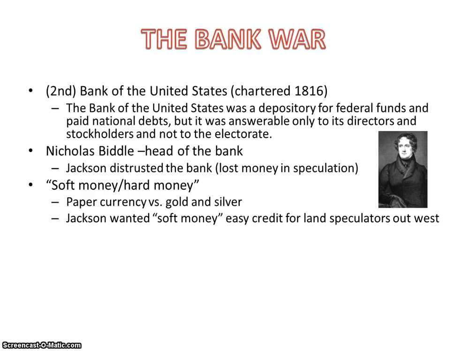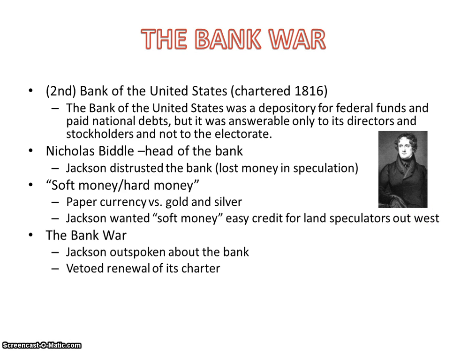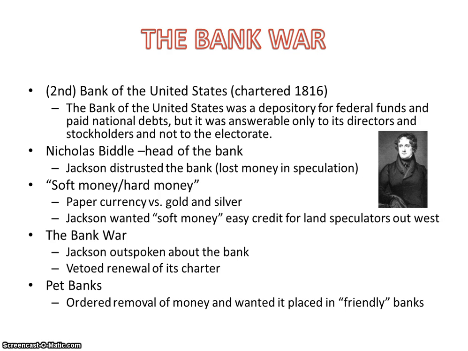Jackson wanted soft money because it provided easier credit for land speculators out west. Biddle was not a big fan of that. The Bank War: Jackson was outspoken about the bank, and he vetoed the renewal of the charter. He also ordered the removal of money and wanted it placed in friendly banks, banks that were led by friends of Andrew Jackson, basically.